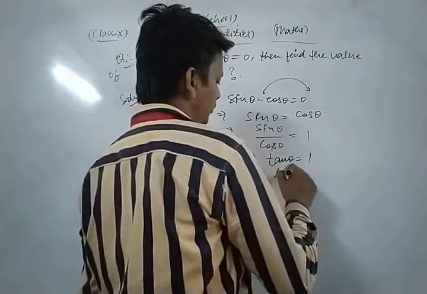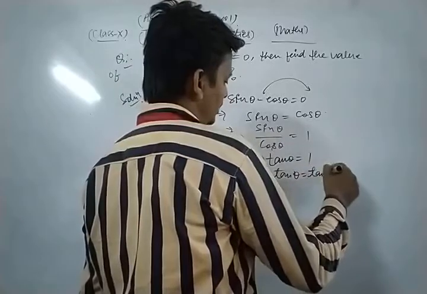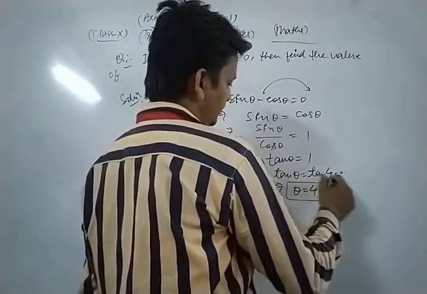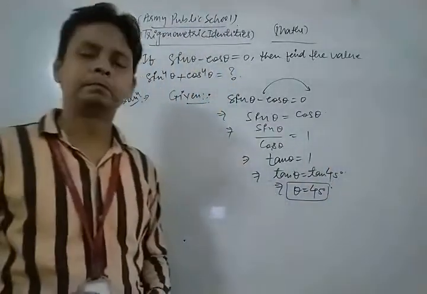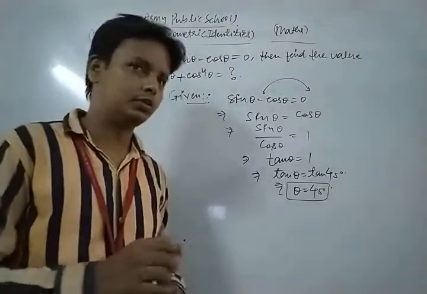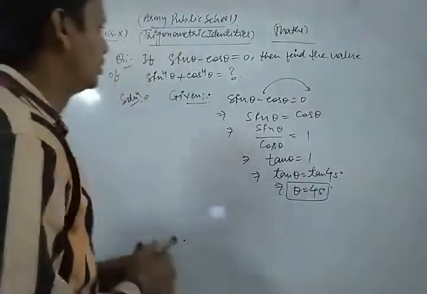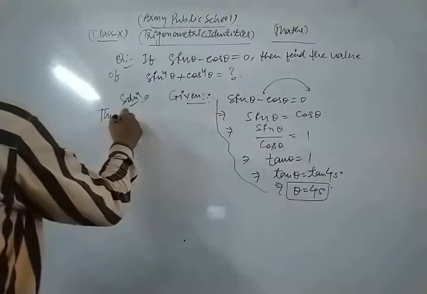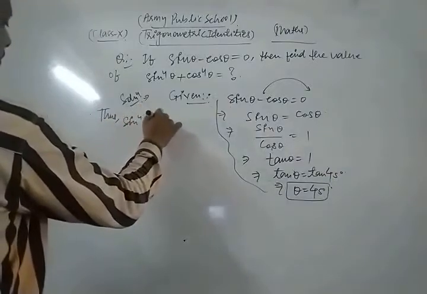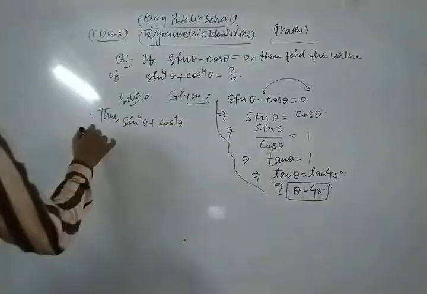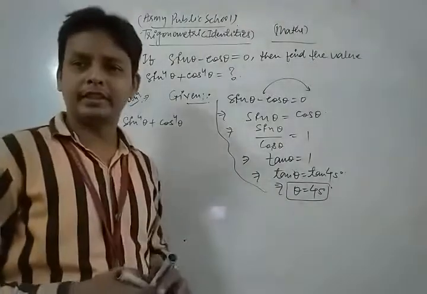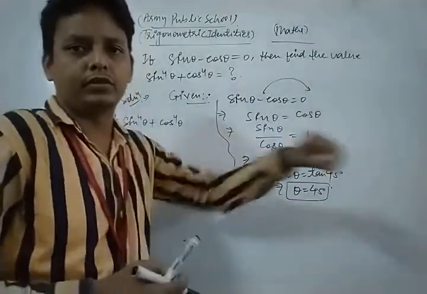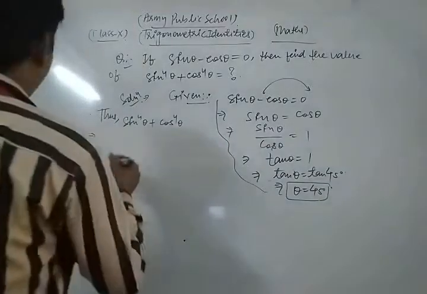Now the value of tan 45 degree is 1. So from there the value of angle theta is 45 degree. Thus the value of angle theta is equal to 45 degree. Now thus the value of the expression sin to the power 4 theta plus cos to the power 4 theta is, now we just put the value of theta as 45. So put theta is equal to 45.